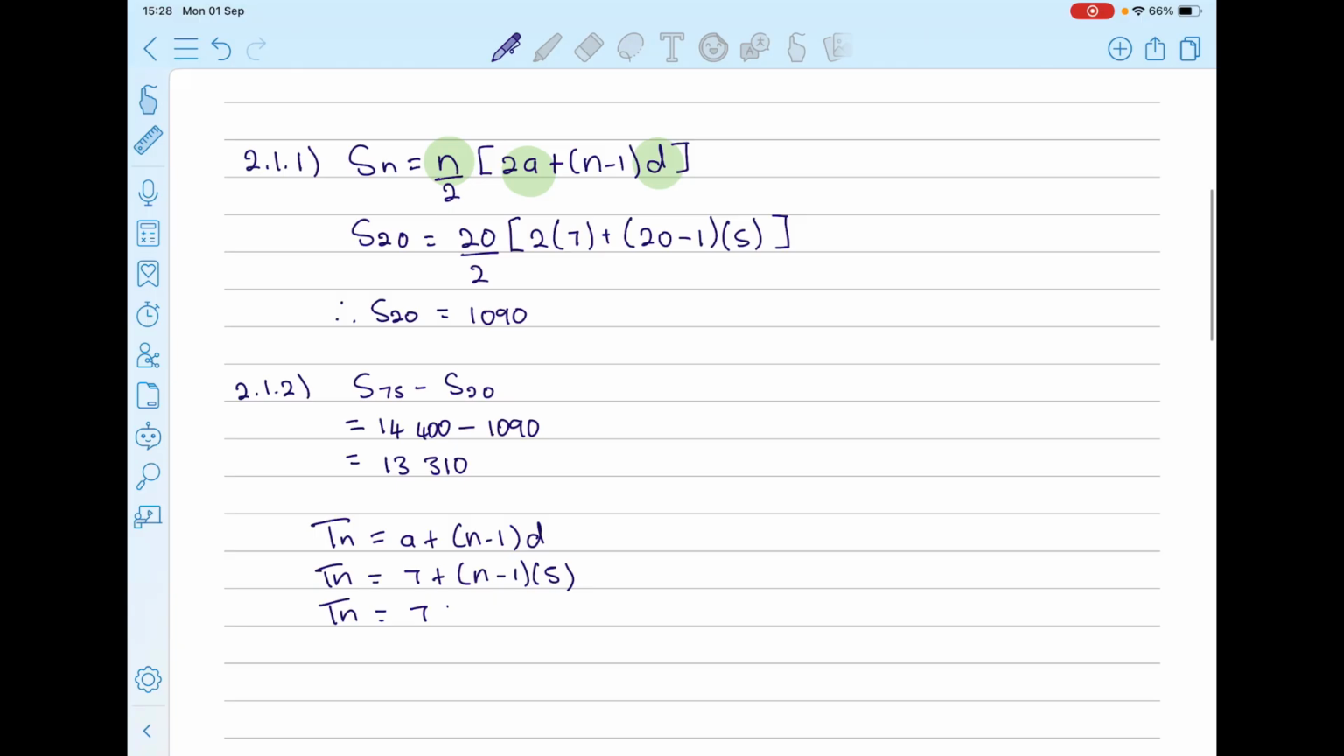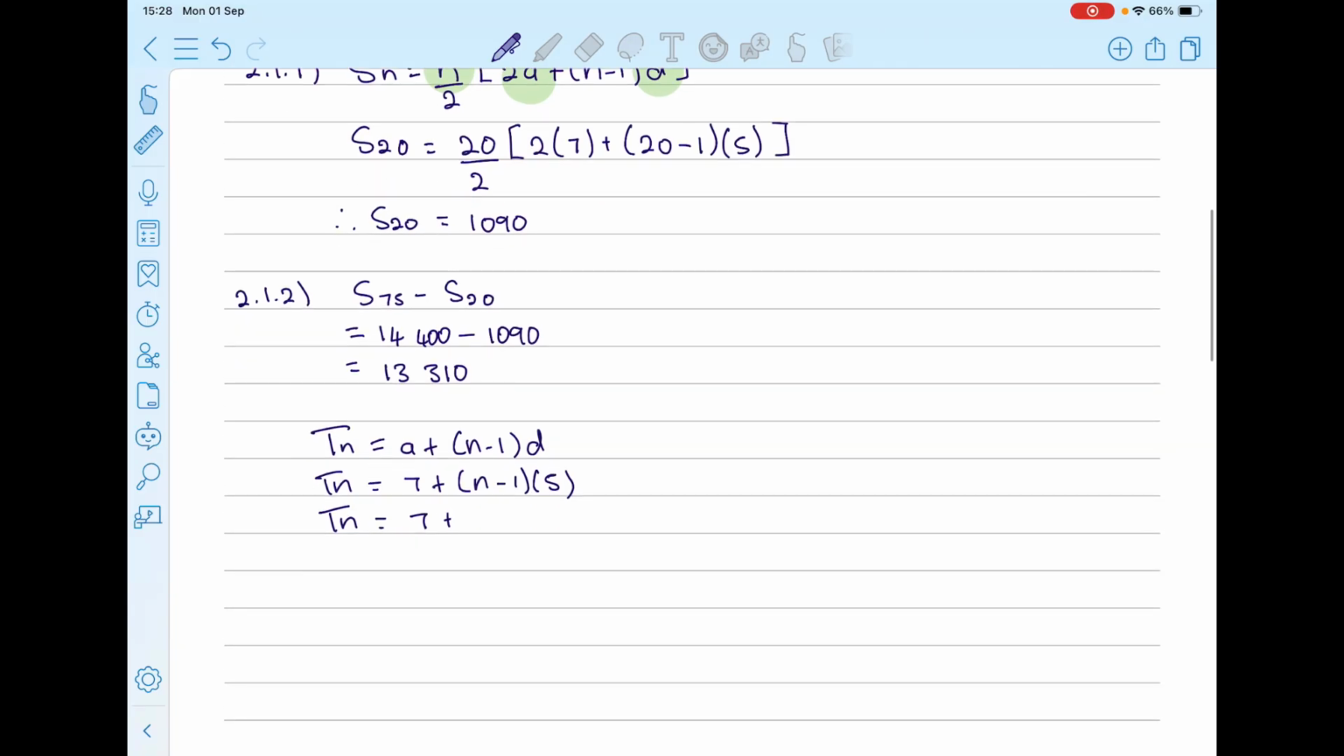Okay, now time to simplify. So multiplying the 5 in, so that would be 5n minus 5. Okay, so therefore, now we can just simplify. 7 minus 5 gives you 2, so that means we now have 5n plus 2. And this is our general term.